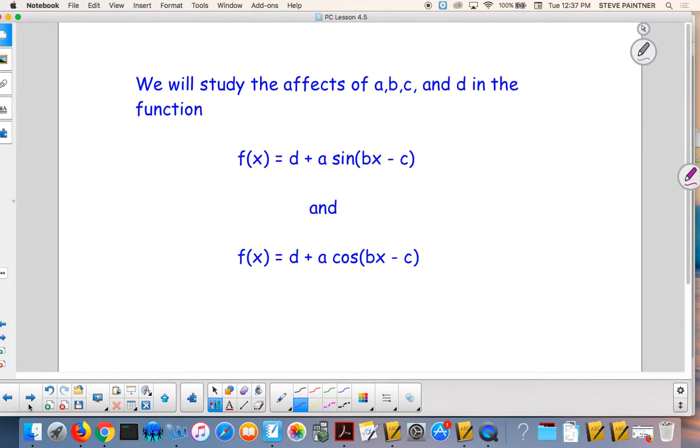All right, we will study the effects of A, B, C, D in the following function. We're going to graph sine, and we have to look at these numbers. A, what does A do? B, C, and D. Also with cosine, we have to look at that too. Okay, so that's where we're going.